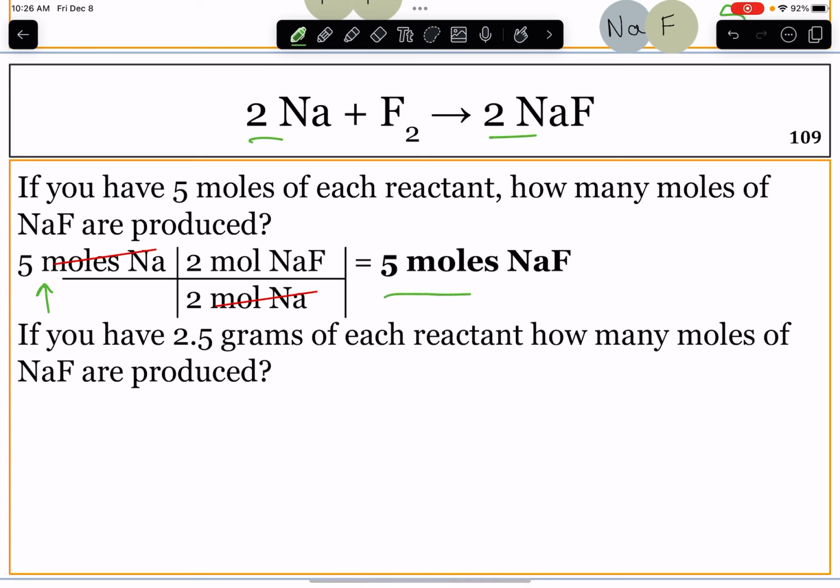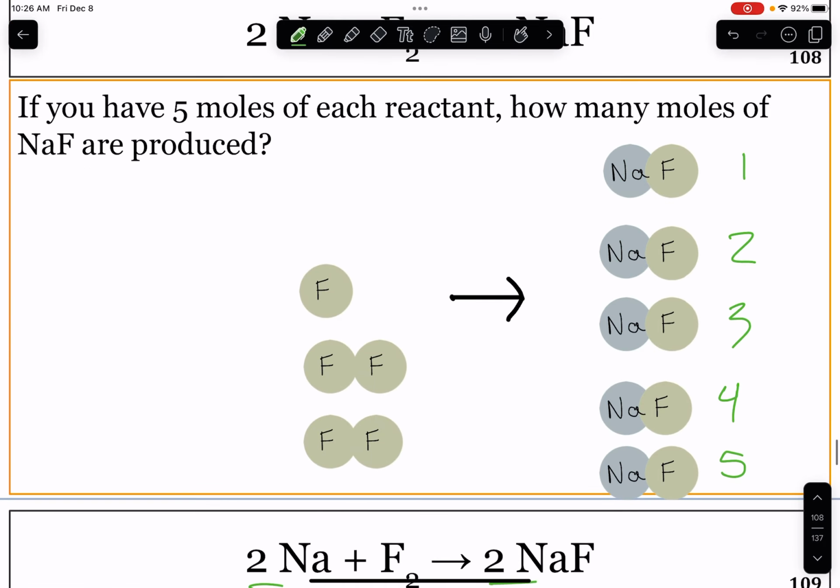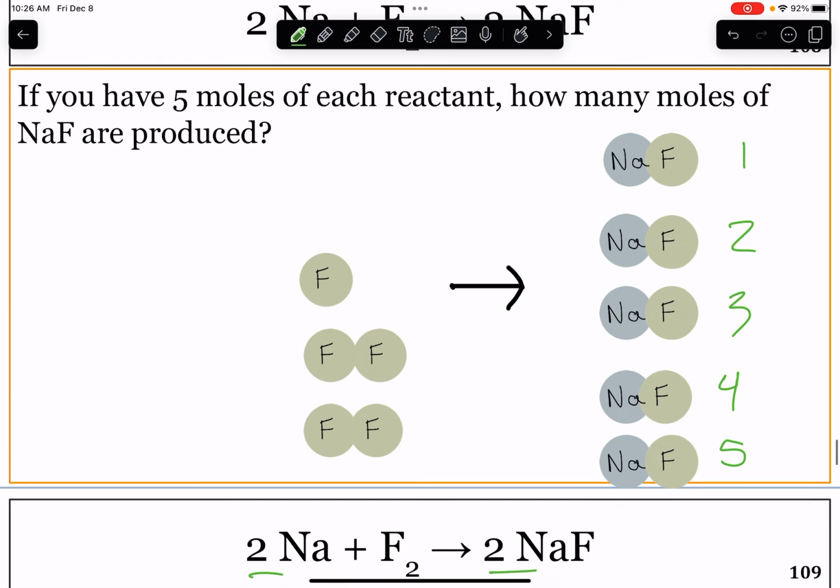And that is how we get to produce 5 moles of NaF. So this is the math and the unit conversions behind what just happened with all of the particles up here.